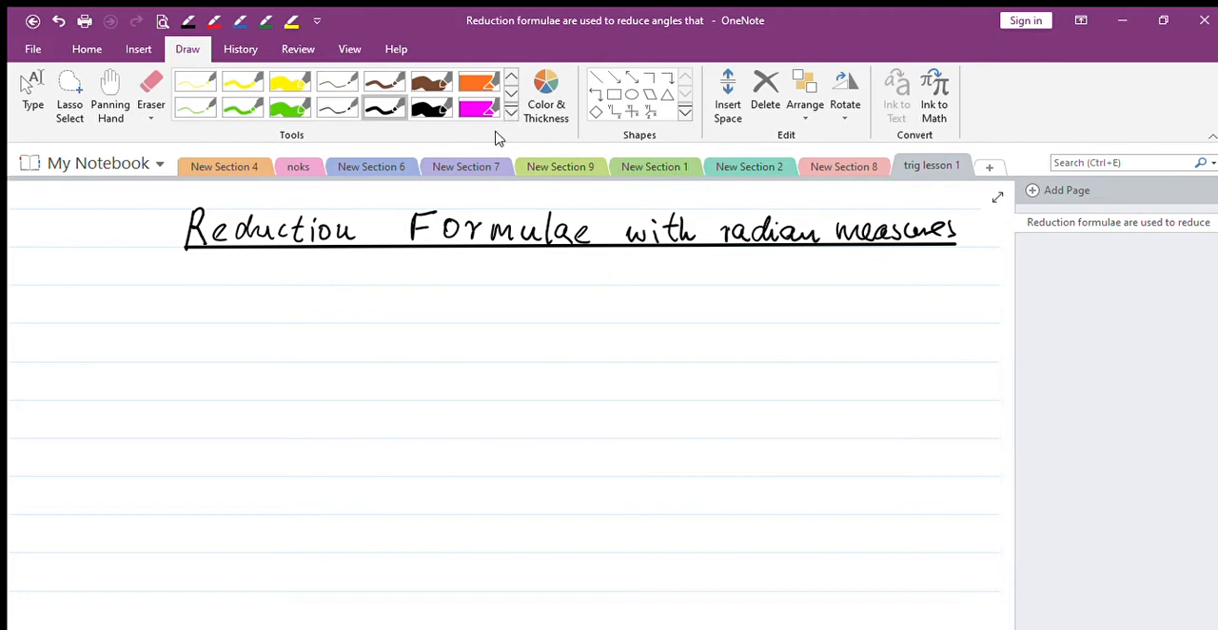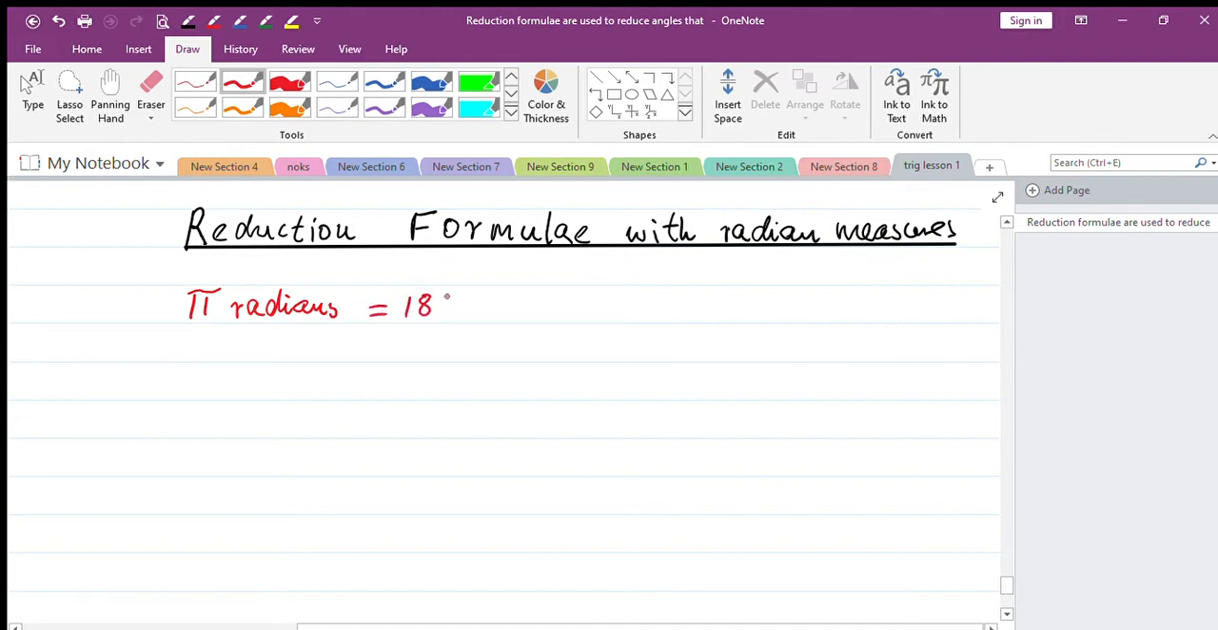So I'll write that down: pi radians equates to 180 degrees. Every time you see pi radians in your trig expression, you need to change the pi to 180 degrees. And that's as simple as that. Every time there is pi, replace pi with 180 and you have converted the radians to degrees.